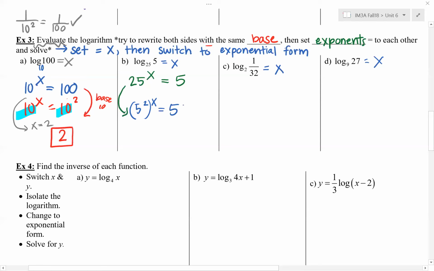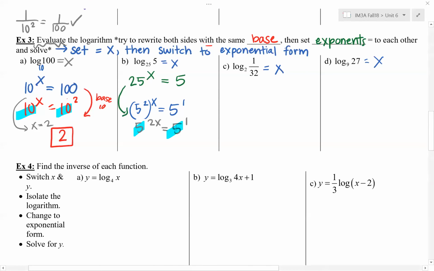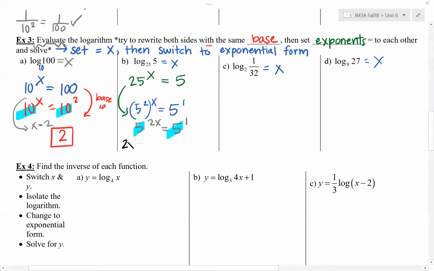And I can think about 5 as 5 to the first power because I'm going to need to ignore my bases eventually, okay? Remember that if I'm raising a power to a power, so 5 squared raised to the x power is the same as saying that I have 5 to the 2x power equals 5 to the first power. And so now I can ignore my bases and I get 2x equals 1. Okay, so I'm setting my exponents equal to each other. 2x equals 1, which means to solve, I would divide both sides by 2. So that means that our answer here is 1/2.